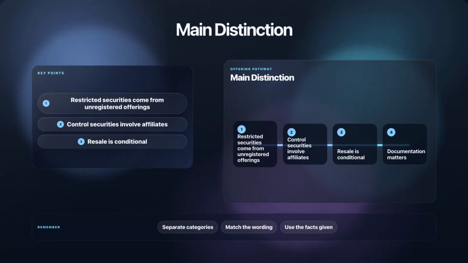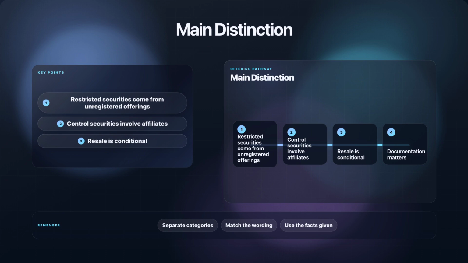The main distinction to remember is this. Restricted securities come from unregistered offerings. Also remember that control securities involve affiliates. SIE distractors often sound familiar, but the correct answer depends on the exact category described in the question.